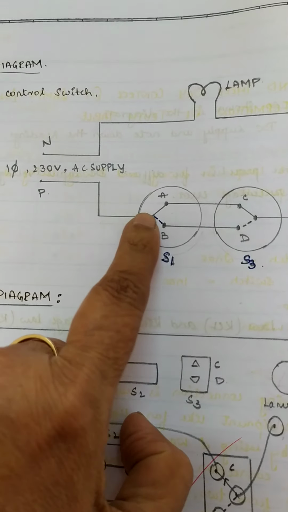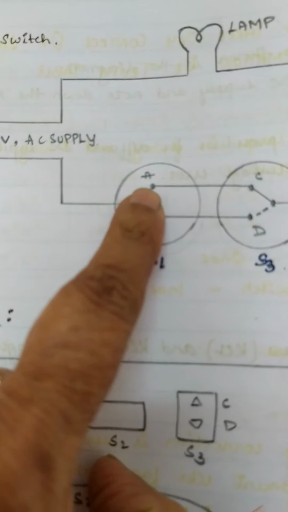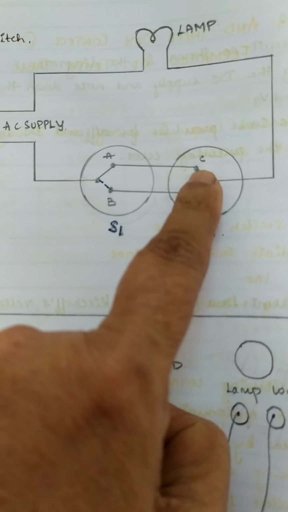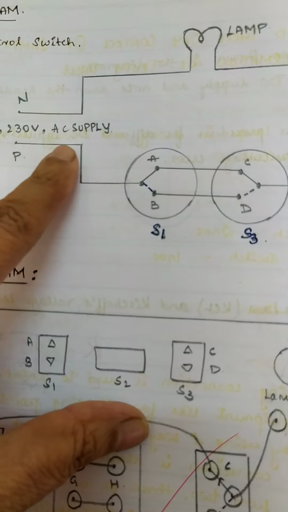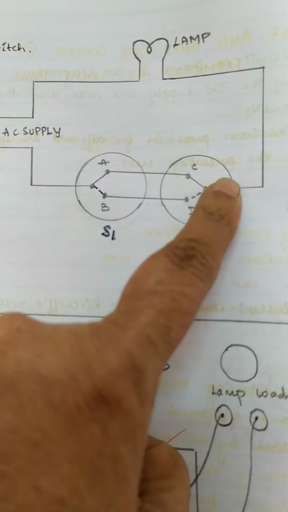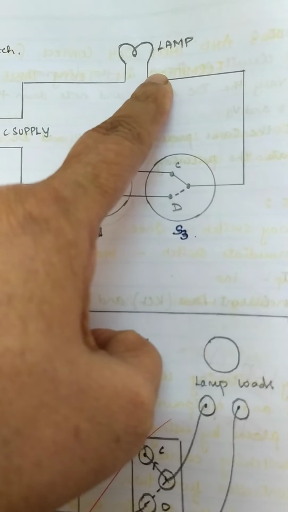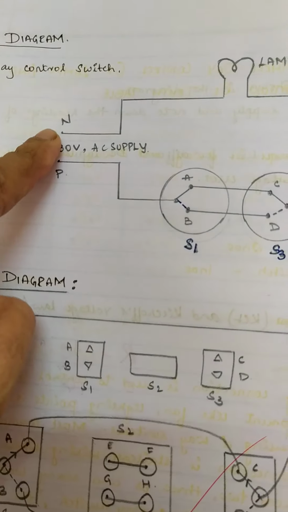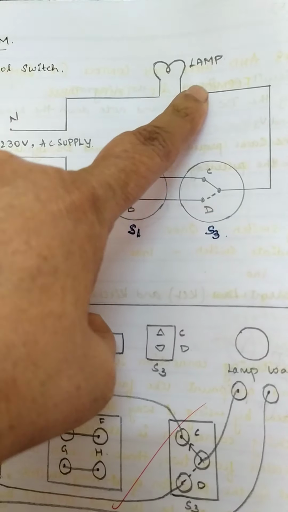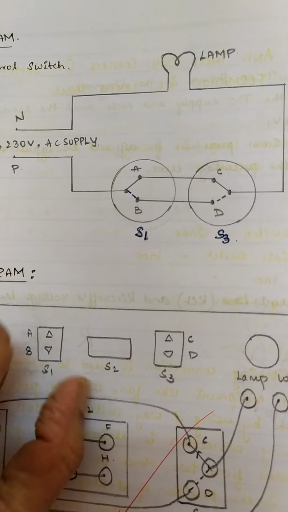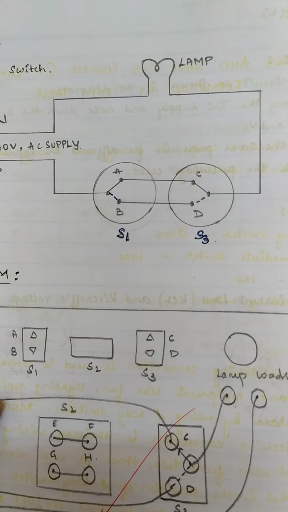Now suppose if the switch S1 is in position A and the switch S3 is in position C, what will happen? Current will flow from the phase terminal and it will flow to A, then to C, and then it will go back and flow through the lamp and come back to the neutral terminal. So the current is now flowing through the lamp. So the lamp starts glowing, or the lamp is in on condition.